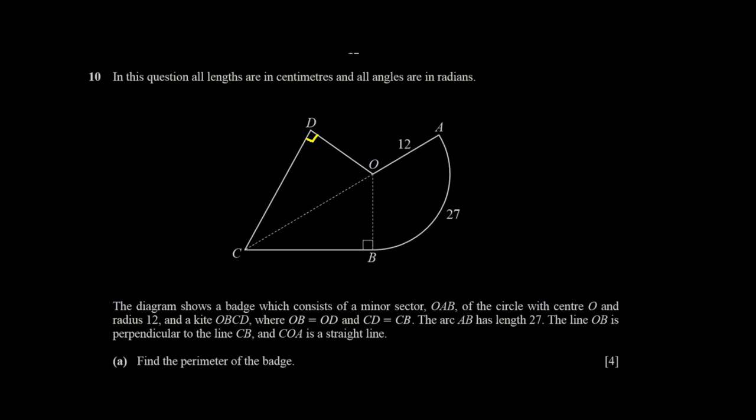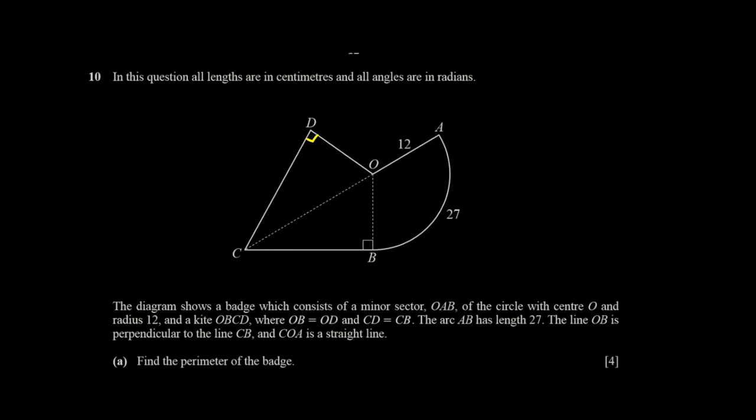The arc AB has length 27, and the line OB is perpendicular to CB, so that's that. We want to find the perimeter of the badge. If we want to find the perimeter, we need to know each length. We already know that length, and we know this length, because it's the same as this length here. That length there is the radius 12. And this length here, DC, is going to be the same as this length here.